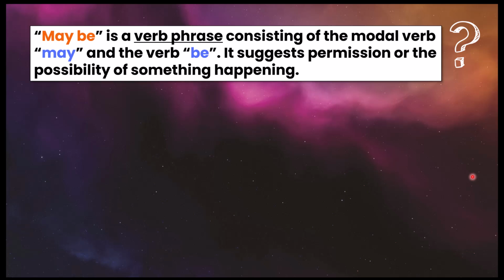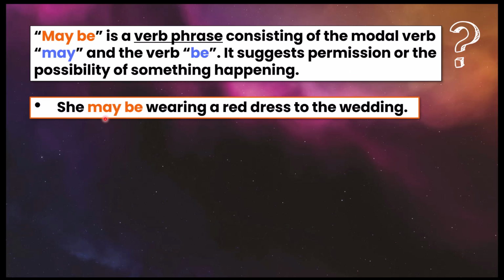Now, may be is a verb phrase. This is not one word. These are two separate words together that make a verb phrase. It's a verb phrase consisting of the modal verb may and the verb be. It suggests permission or the possibility of something happening. So, for example, she may be wearing a red dress to the wedding.